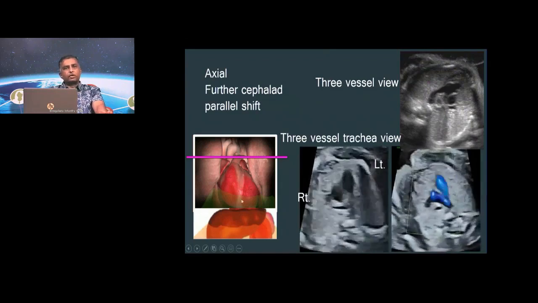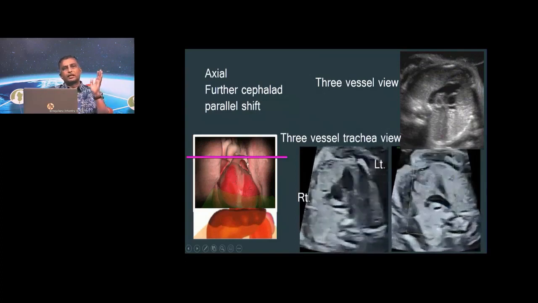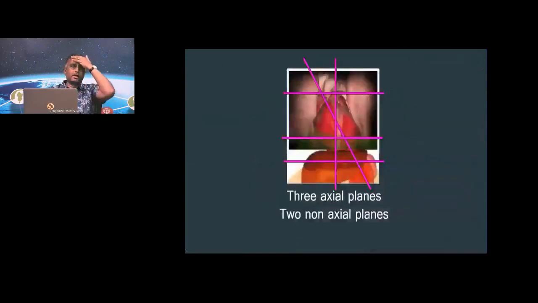Now we'll come to the checklist later on, and that's how you get your 3-vessel trachea view. When you move from the 4-chamber view towards the 3-vessel view, you actually go through 2 more views. One is the 5-chamber view, and the other is the 3-vessel view, which we really don't document. You can see it, but you don't document it. Your documentation is mainly of the 3-vessel trachea view and the 4-chamber view. So indeed, you're left with 3 axial planes and 2 non-axial planes, right? So those are the 5 planes which will help you to do your sequential analysis, to look at the heart as a whole organ, right?